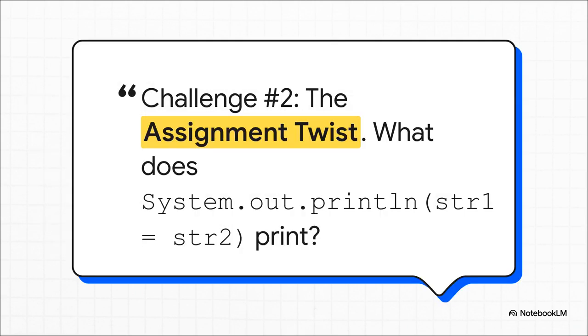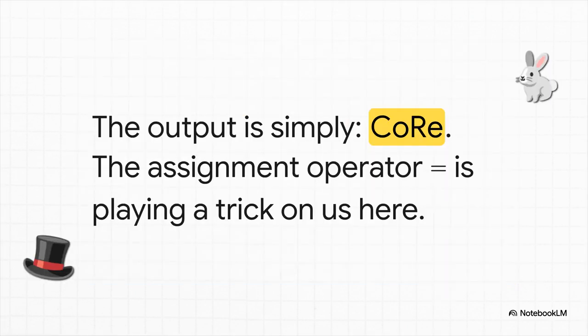Okay, let's move on to puzzle number 2. We've got two String objects. str1 is "core" with a lowercase o, and str2 is "coRE" with an uppercase R and E. Then we have this one tricky line: System.out.println(str1 = str2). Pay very close attention to that single equal sign. So what gets printed to the console? The output is simply coRE. Not true, not false, not even the original core.